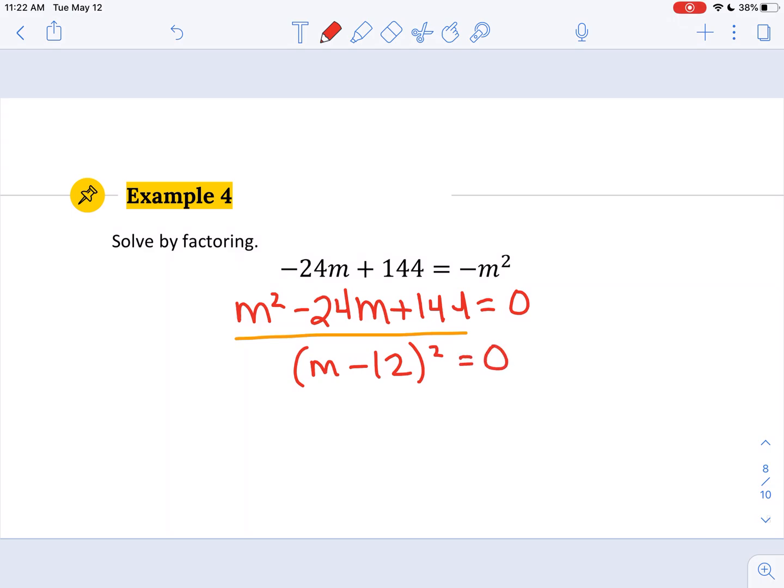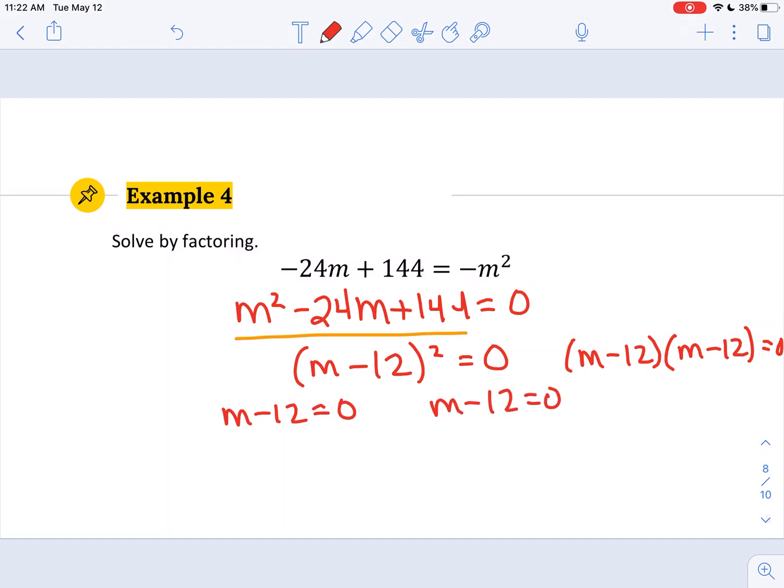Now from here, in my head, I'm thinking, all right, this is the same as saying m minus 12 times m minus 12 equals 0. Using that zero product property, I have two equations: m minus 12 equals 0 and m minus 12 equals 0. If I solve this out, I get m equals 12, m equals 12. Now in this case, we have a repeated root, and we don't need to list both of them. So my only solution here is 12.